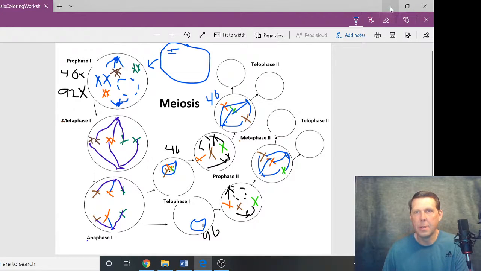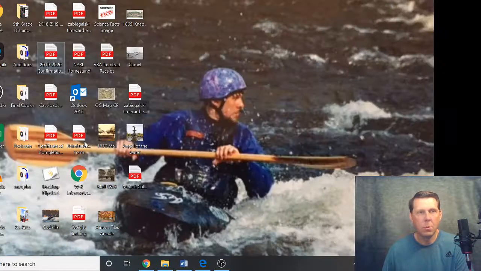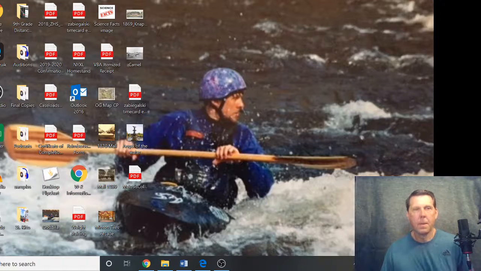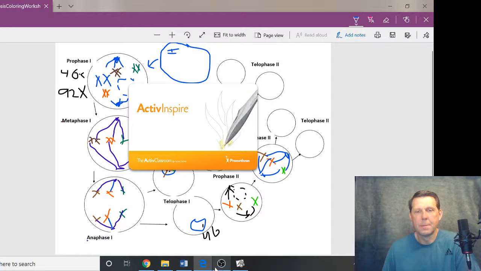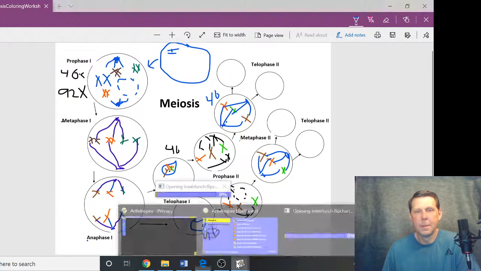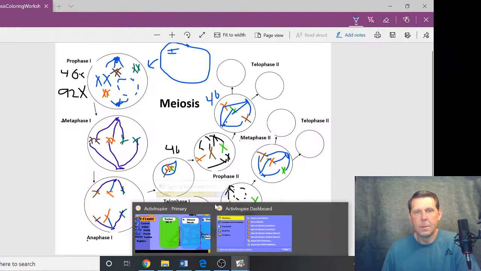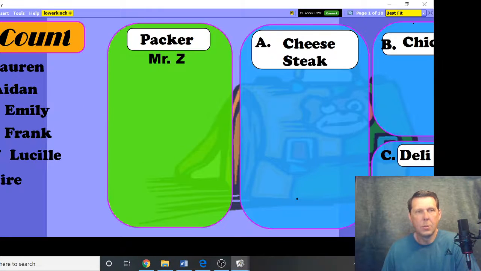Let's see if I can find my... Ooh, that's wild. There I am. Lower lunch. I think I saved our Anaphase II here. Loading, loading, loading. Exciting. Can't believe there's no Anaphase II on there. Let's see. Cancel.